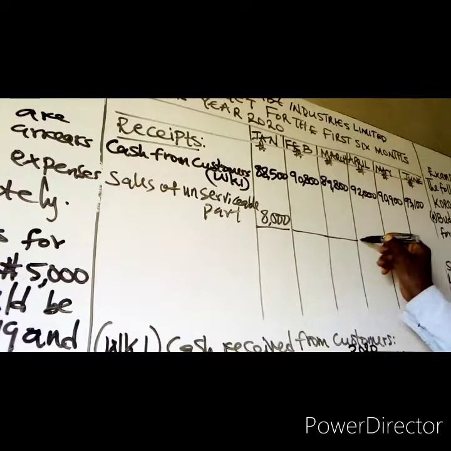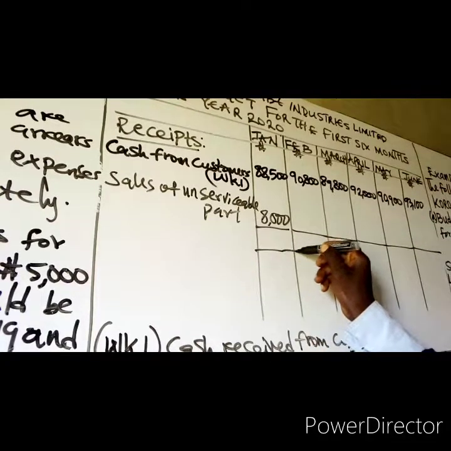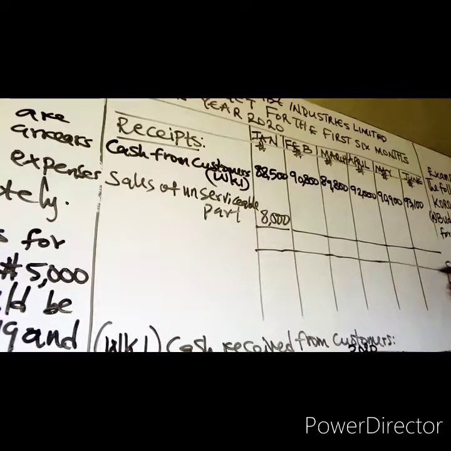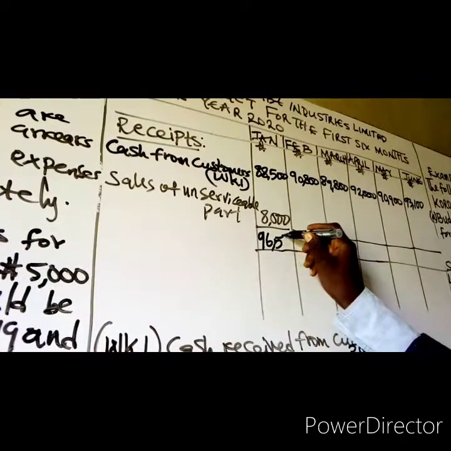Since there are no other items of receipts, in order to have the total receipts for the period, you sum it up. So we have 88,500 plus 8,000. The receipts for January is 96,500.